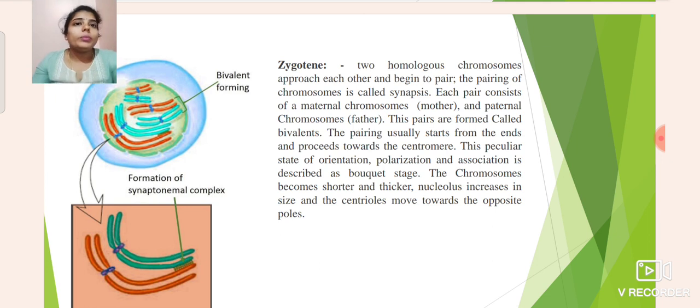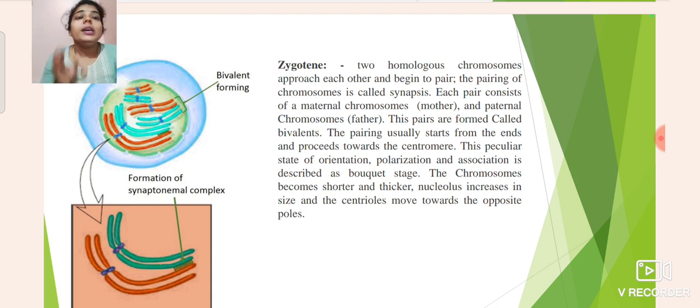These synapses occur due to the presence of the synaptonemal complex. So what do we mean by zygotene? After leptotene, the zygotene appears. Here the two homologous chromosomes, one maternal and one paternal, attract, approach, or interact with each other. The pairing of the two homologous chromosomes is called synapsis, and it occurs due to the presence of the synaptonemal complex.